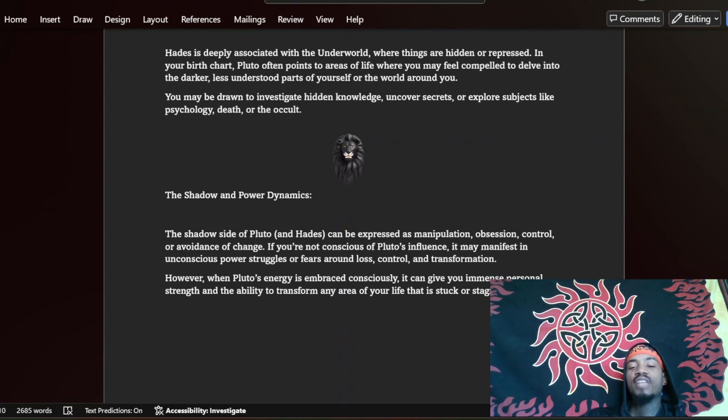The shadow side of Pluto and Hades can be expressed as manipulation, obsession, control, or avoidance of change, right? If you're not conscious of Pluto's influence, it may manifest in unconscious power struggles or fears of loss of control and transformation. However, when Pluto's energy is embraced consciously, it can give you immense personal strength and the ability to transform any area of your life that is stuck or stagnant, right? Real shit. Because you can use that Tower card to destroy shit in a positive way.